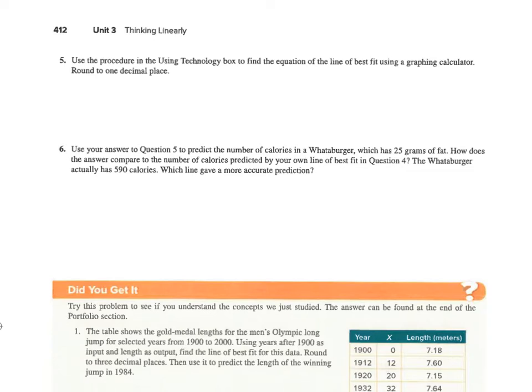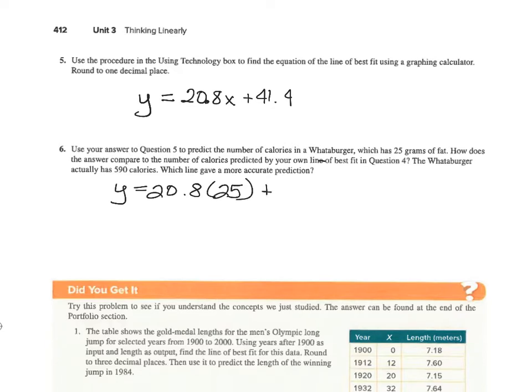Okay, so we already found that our line of best fit is y equals 20 and 8/10 x plus 41 and 4/10. And question 6 says, use your answer to question 5 to predict the number of calories in a Whataburger, which has 25 grams of fat. Now, if you've ever been to Whataburger, they are so delicious. So we'll put 25 in for x.